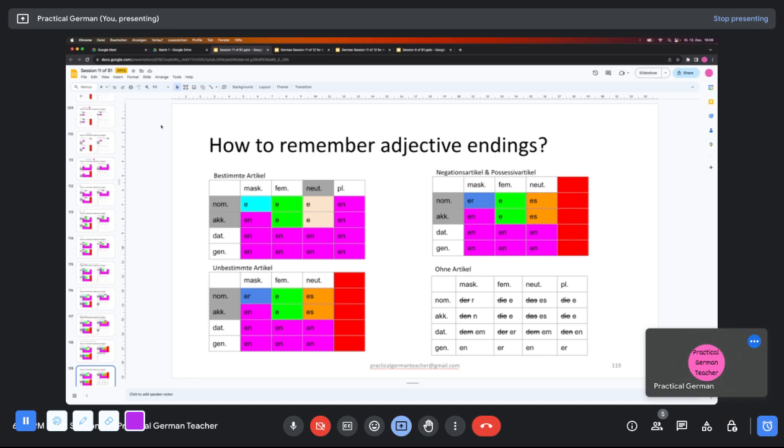For example, guten Tag, you just know it. You don't ask why it is guten Tag and why it is not guten Nacht. You have said this, but if you really have to look at the grammar, let's look at the grammar.